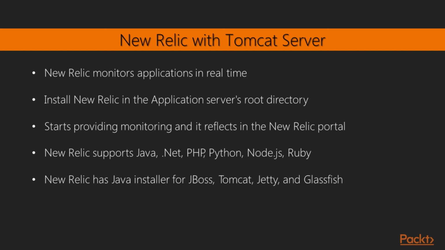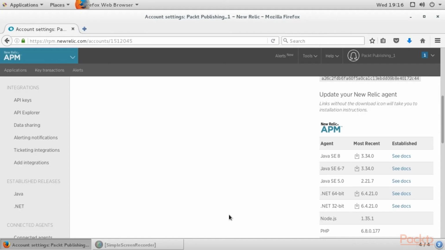It allows free trial. New Relic supports monitoring for web applications developed in Java, .NET, PHP, Python, Node.js, Ruby, and so on. First, you create an account in New Relic. New Relic has Java installer for JBoss, Tomcat, Jetty, and Glassfish. And log in to New Relic. Go to Account Settings and download the agent for the specific platform. In our case, we will install a Java agent.